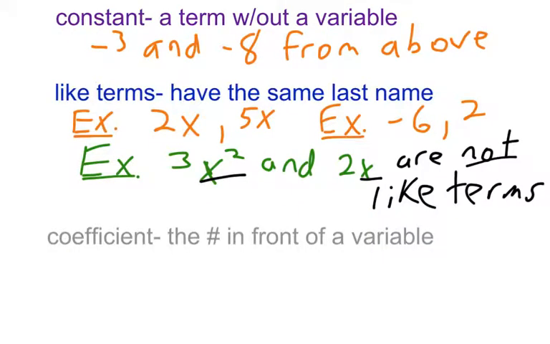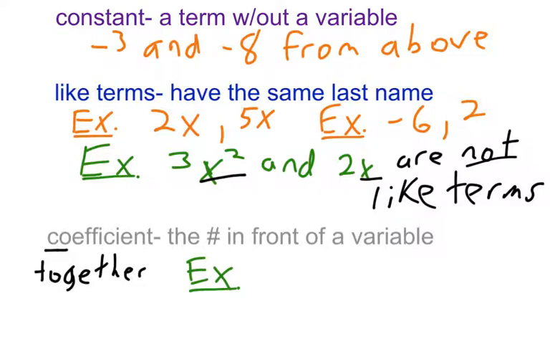Alright, our next term is coefficient, and this is our last vocab word to define. And the prefix co means together. So just think of it as it's being a number that's together with a letter. So it's the number in front of a variable. And for that we can do a couple examples. So coefficient, the number in front of a variable or multiplied by a variable.